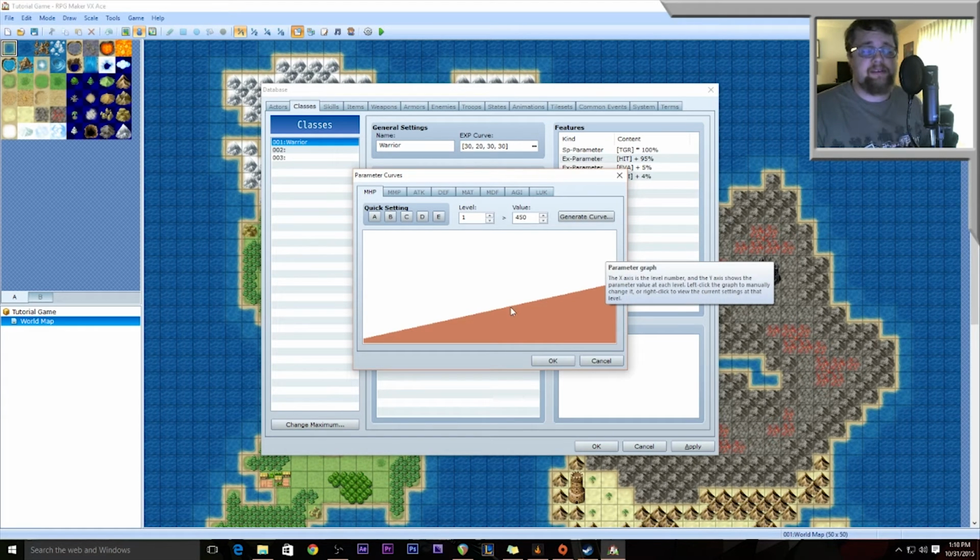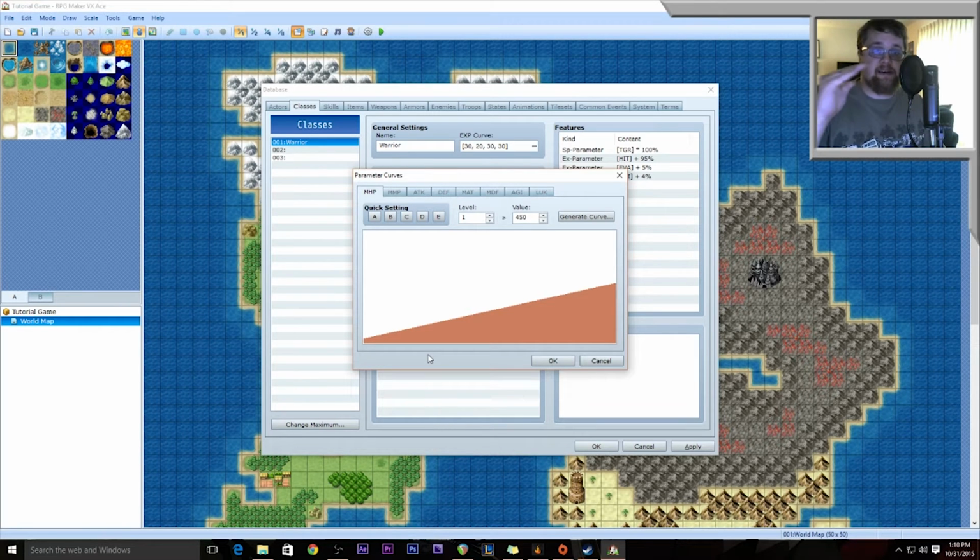Actually, if you know what you're looking at, it's really simple. So this line here, that is the actual curve of growth. That is just a graph showing the exponential rise of that stat as you level. If you're looking at it as a graph, the x-axis is what level and the y-axis is what the stat number is. So let's go over that a little bit.